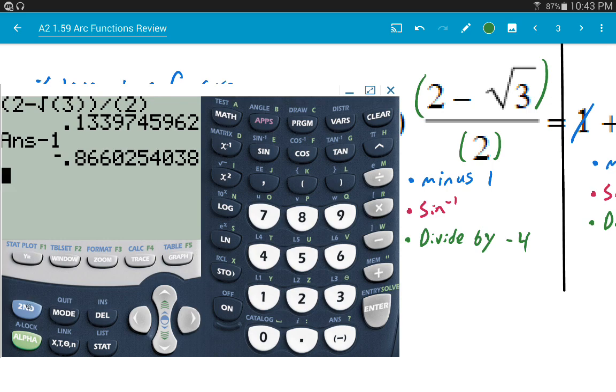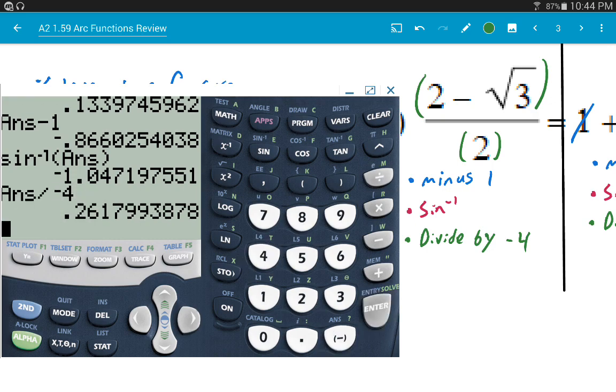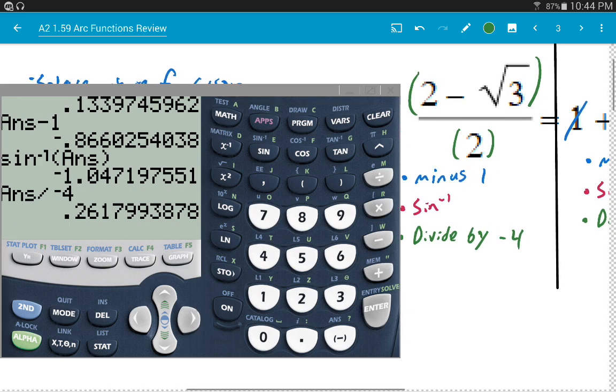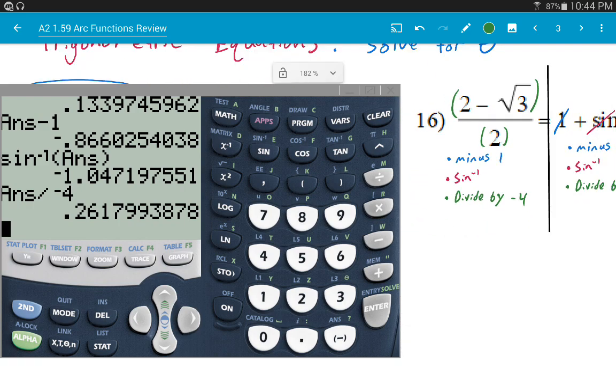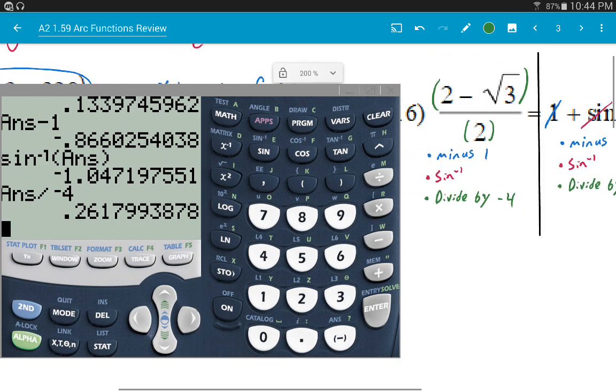Then we're going to do the arc sine. So the arc sine of, you can type this number out, -0.866, etc., or you could also just choose to hit second and then the negative sign, and that gives you ANS, and that's just going to pull this decimal right into the function. So the arc sine of whatever the last answer was. So the arc sine, okay, we've done that, and now we need to divide by -4. So divide by -4. And I get 0.261799, etc. So in this case, my theta is going to be a very small decimal.